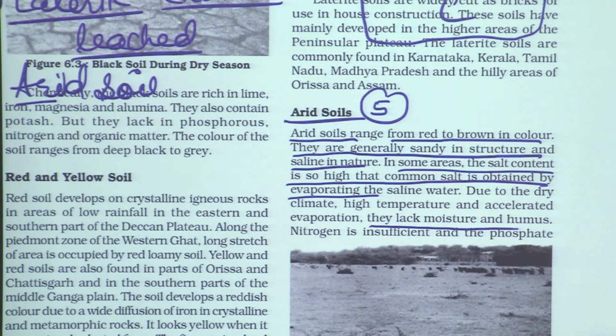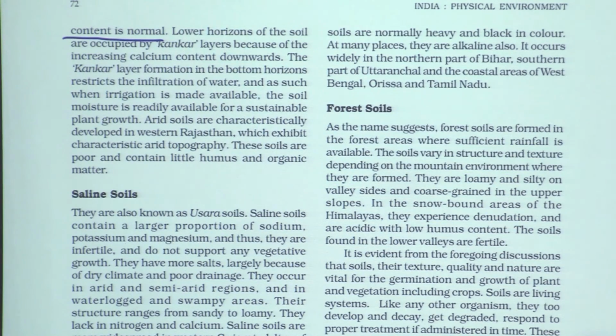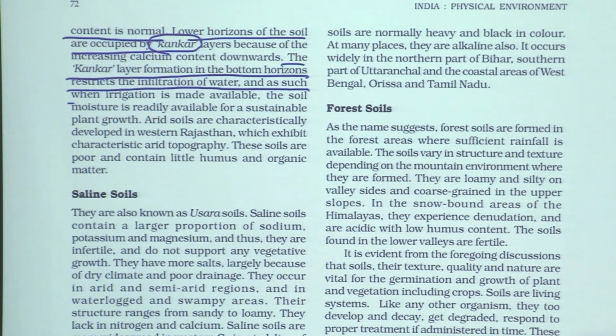The soil lacks moisture and humus, nitrogen is insufficient, and the phosphate content is normal. The lower horizon of the soil is occupied by kankar, calcification. The kankar layer formation in the bottom horizon restricts infiltration of water, and as such, where irrigation is made available, the soil moisture is readily available for sustainable plant growth. So, which are the soil types where I can correlate the process of calcification?